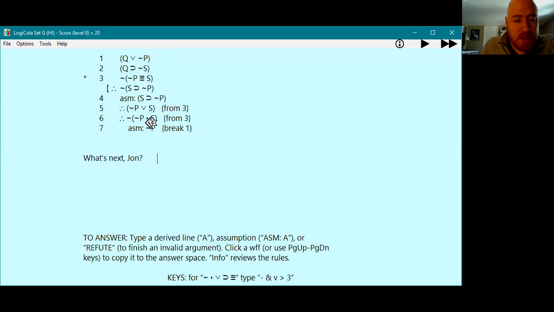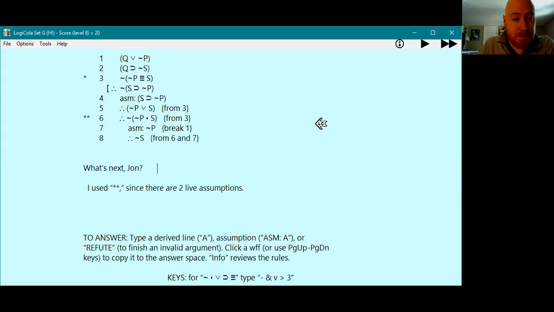Okay, so on line 6, I've got, it's not the case that not p and s are both true, right? So since I know that not p is true, that means I can derive not s. Okay, so I've got two live assumptions here. But now notice, can I do anything else? No, I can't. Why?